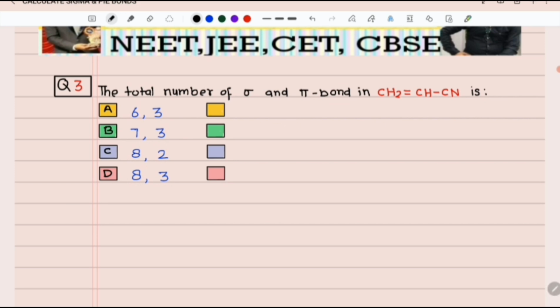So our compound is CH2 double bond CH and CN. If we open this structure, we get CH double bond CH and C, and carbon is bonded with nitrogen by triple bond. So the structure of the compound is this.